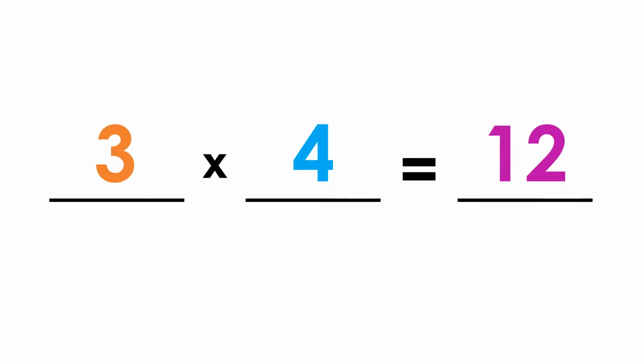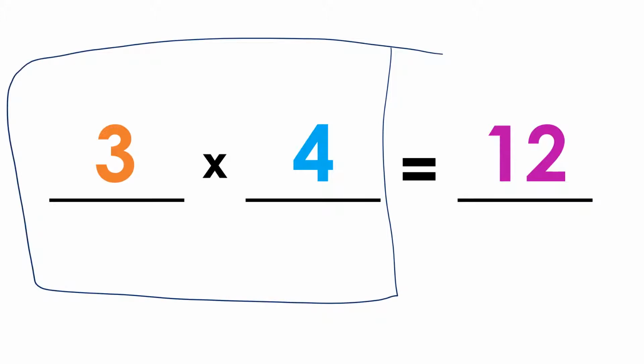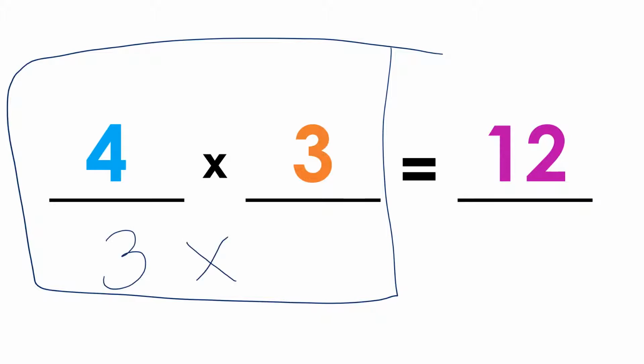This means that either number on this side of the equal sign can come first. My answer is still the same. 4 times 3 equals 12, and 3 times 4 equals 12.